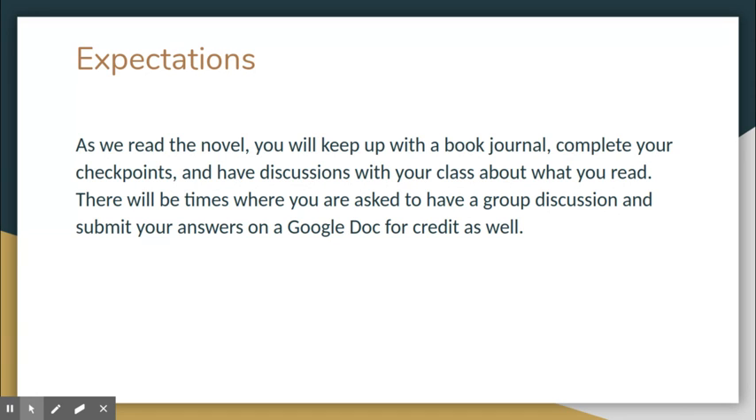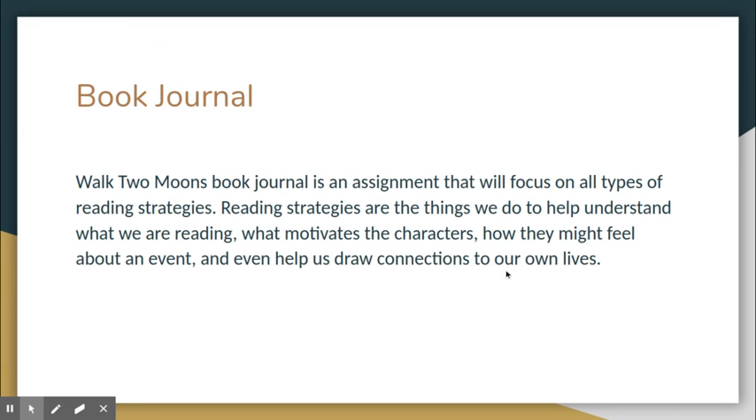These will be all of the important scenes that you think happened in the book that help support your theme. Your expectations for this: as we read the novel, you will keep your book journal, complete your checkpoints, and have discussions with your class about what you read. There will be times where you are asked to have group discussions and submit your answers on a Google Doc for credit as well. You'll be doing a lot of assignments during the Walk Two Moons novel.